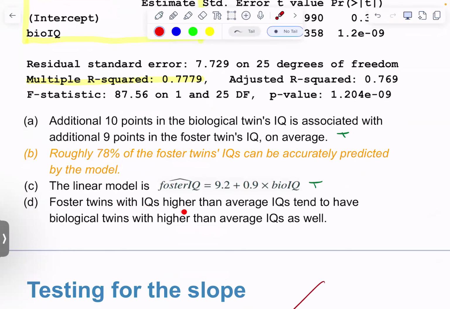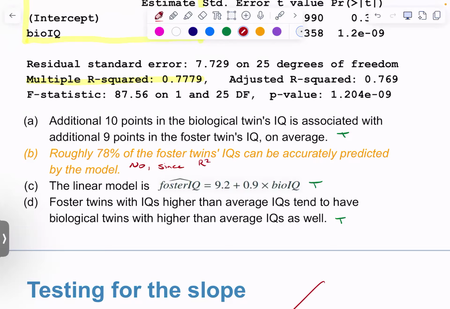Foster twins with IQs higher than average IQs tend to have biological twins with higher than average IQs as well. Why is that true? So I have a positive slope, right? They're increasing together. So why is this one false? Roughly 78%, which is referring to the multiple r squared here, roughly 78% of the Foster twins IQ can be accurately predicted by the model. Well, that's not the interpretation of r squared, is it? No.